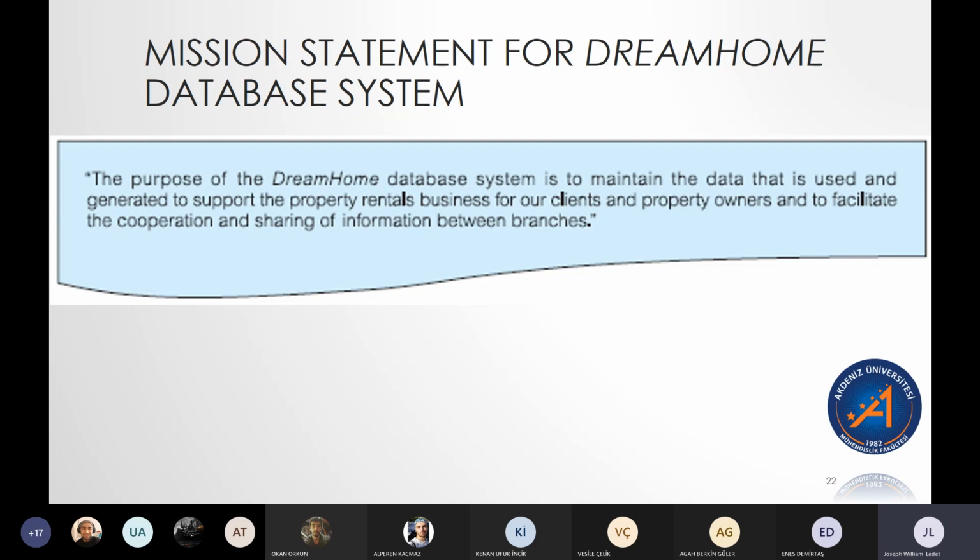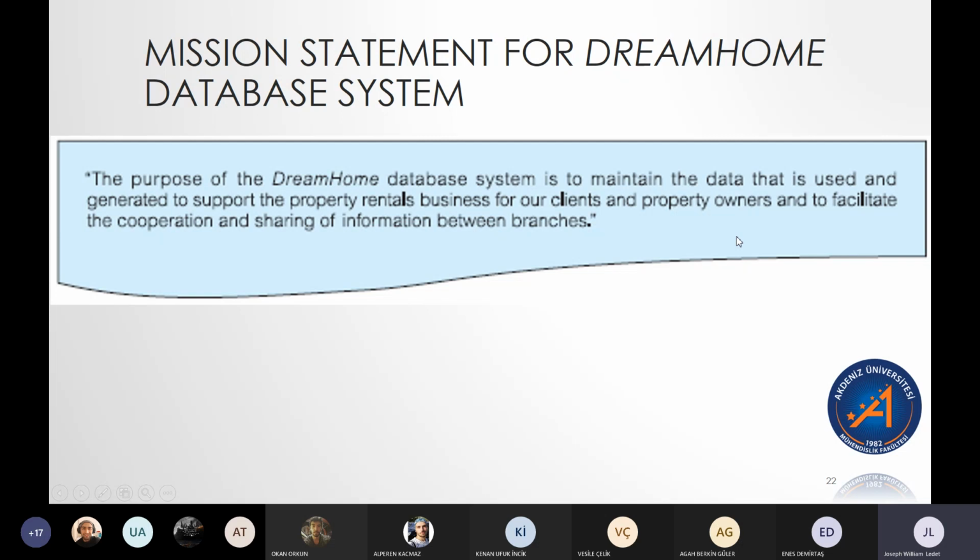Look for nouns. Nouns will typically become tables. Nouns in a mission statement will become tables, most likely. So clients, okay, so we'll probably have a client table. Property owners, so we'll probably have an owner table. Information between branches, so branches will become a branch table. Property, now owners would become a table, but property maybe too, right?